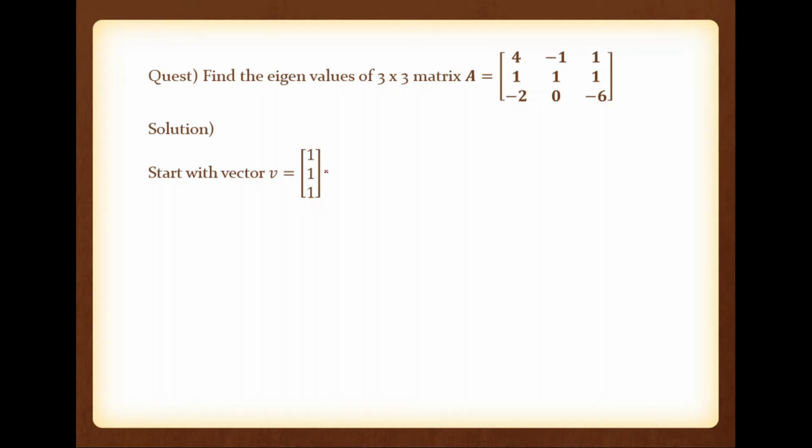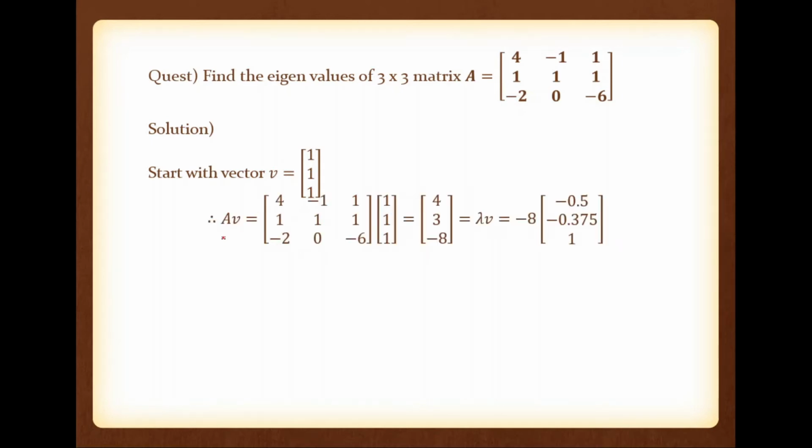Now, what we have to do? Multiply A with this vector 1 1 1. So, AV is equal to the matrix 4 minus 1 1, 1 1 minus 2, 0 minus 6 into 1 1 1. That is equal to 4 3 minus 8. This one is the resultant vector. Now, what is the largest element of this vector? Largest element of this vector is minus 8. So, take this minus 8 to outside.